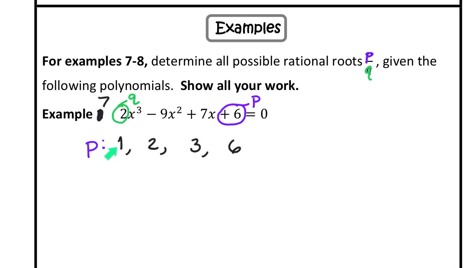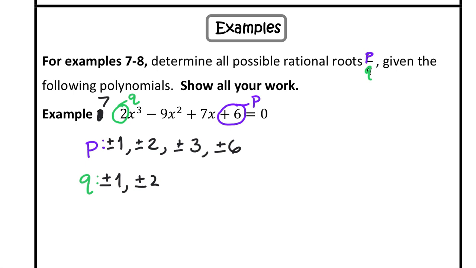Okay, so these are the different numbers I can use to multiply together to get 6. I can get 6 by multiplying 1 times 6. I can get 6 by multiplying 2 times 3. Now one last thing we're going to do is consider all the possible positive and negative values that can come out of there. Okay, now for the q, well, there's only two numbers to multiply to get 2, right? 1 and 2. So we're going to consider the positive and negative, positive and negative.